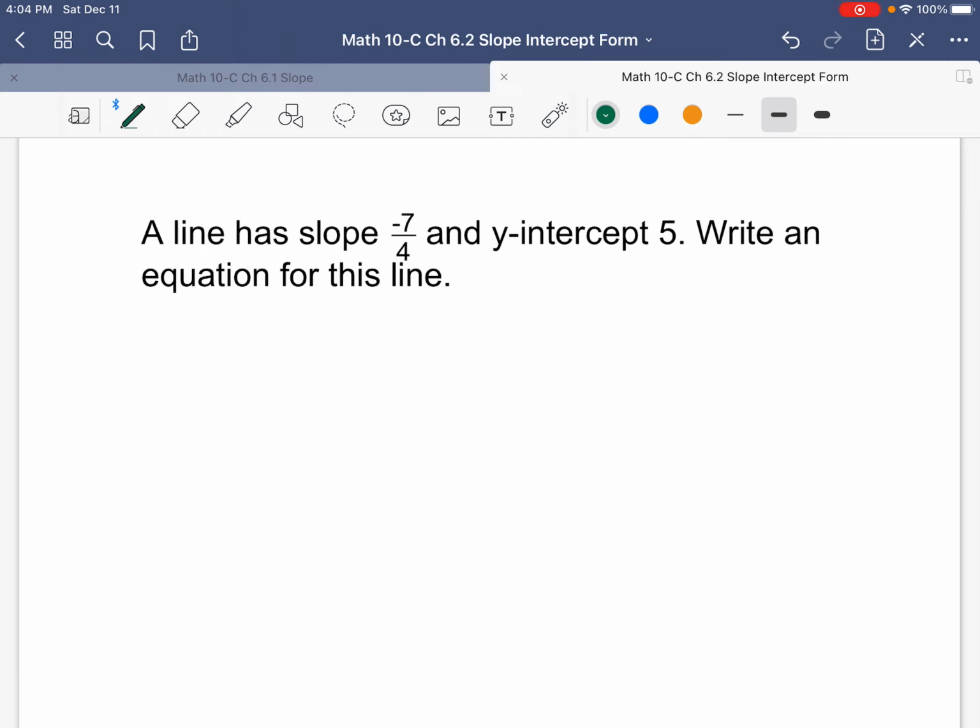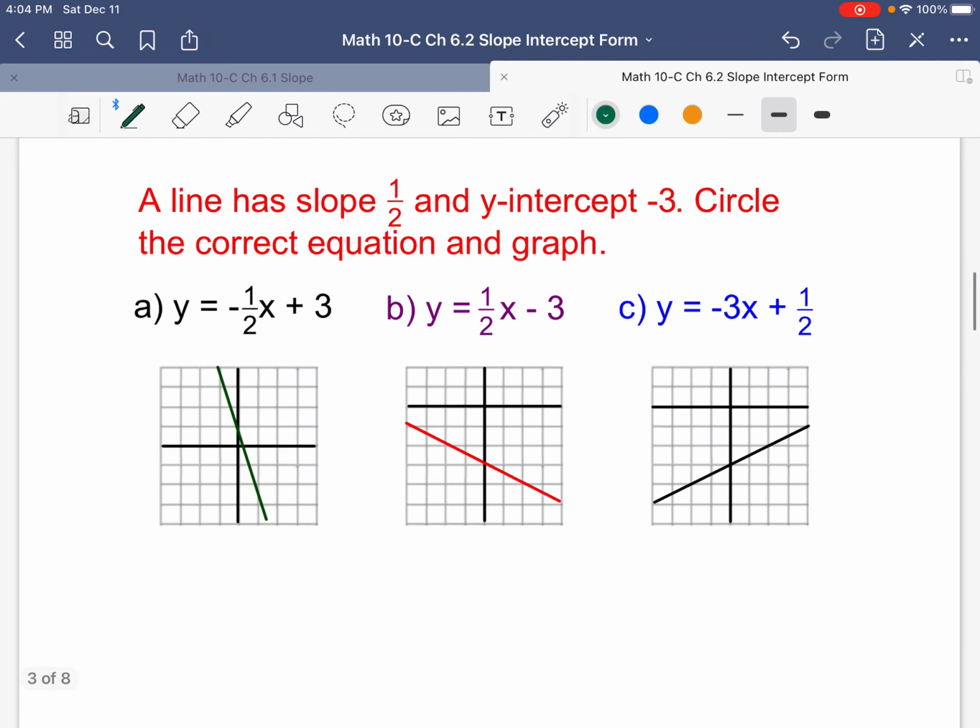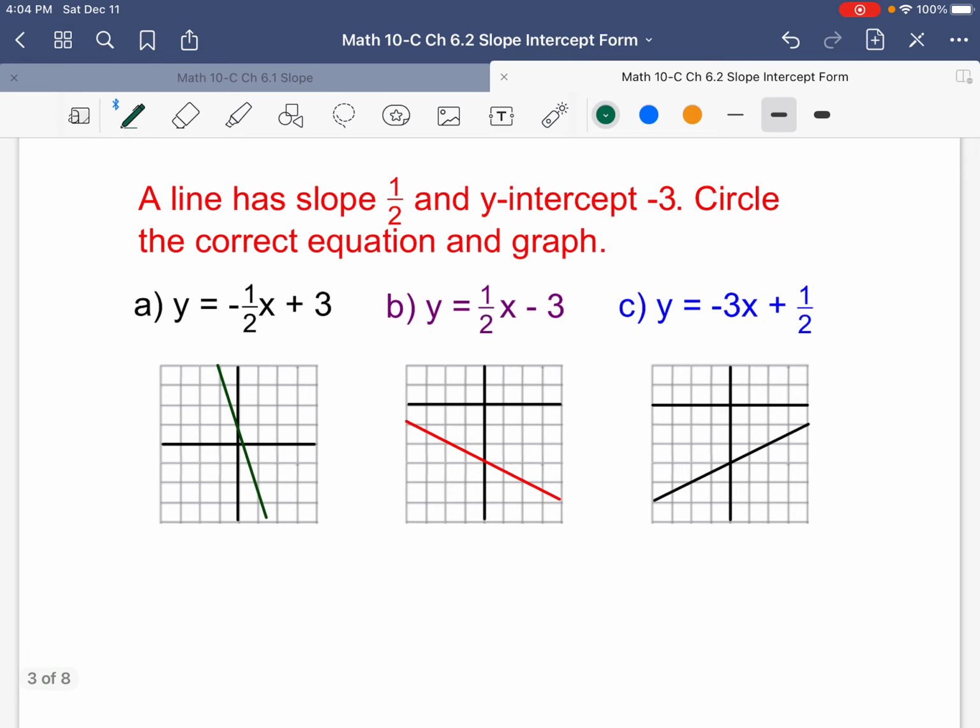Sneaky. Now, a line has slope minus 7 over 4 and a y-intercept of 5. Write an equation for this line. Well, that's m, that's b, so y equals mx plus b, or in this case, y equals minus 7 over 4 x plus 5. Okay?